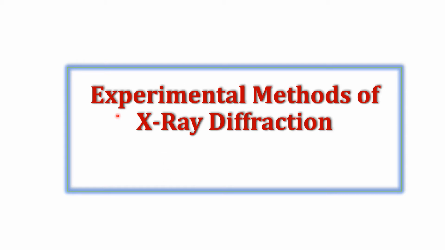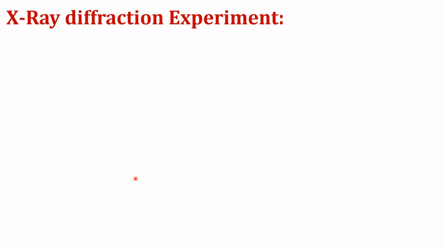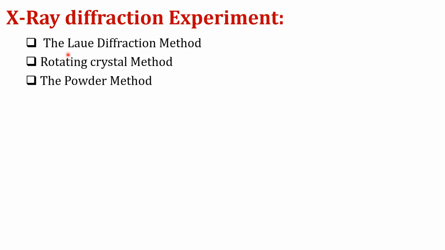Today we discuss the experimental methods of X-ray diffraction. To explain X-ray diffraction experiments, there are three main methods to determine the internal crystal structure of a solid material. These three methods are: the first one is the Laue diffraction method, the second is the rotating crystal method, and the third one is the powder method. All these three methods are based on the same principle of Bragg's law.